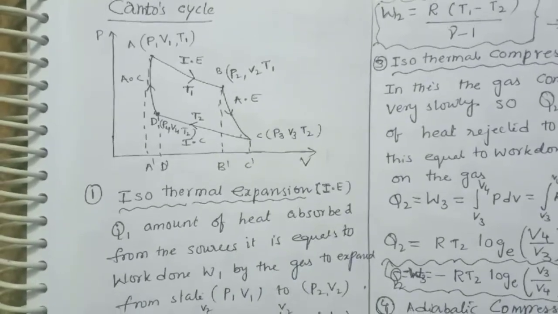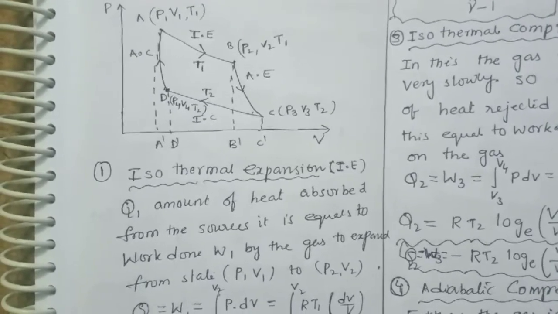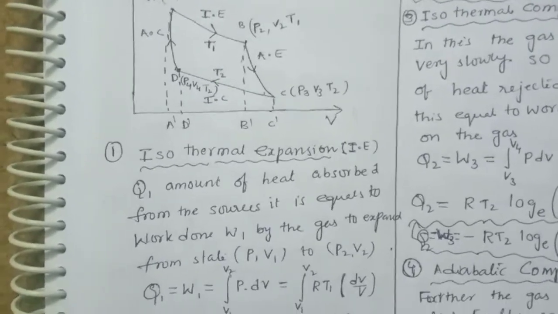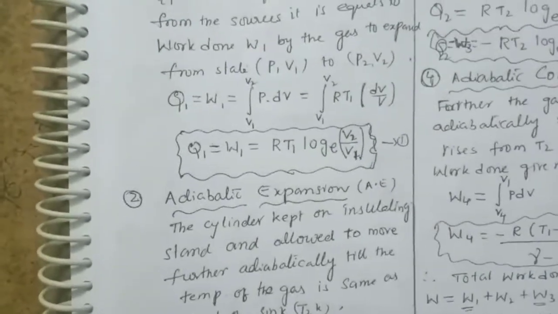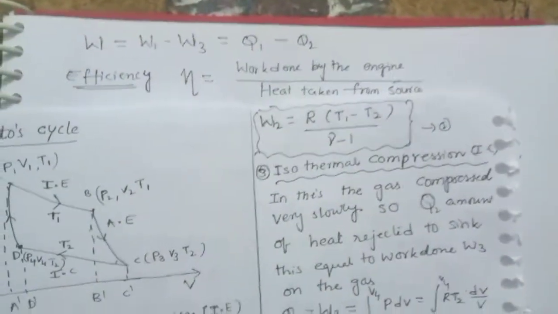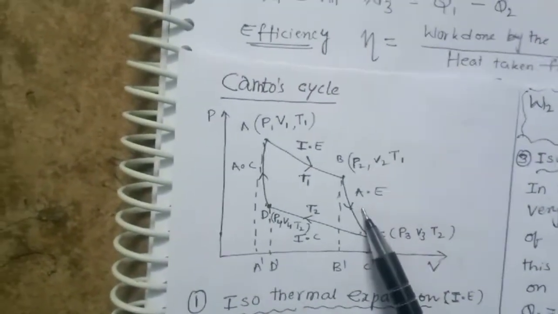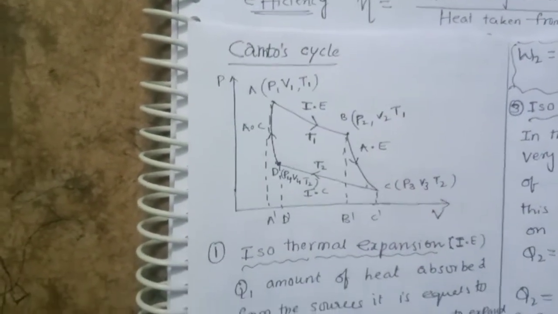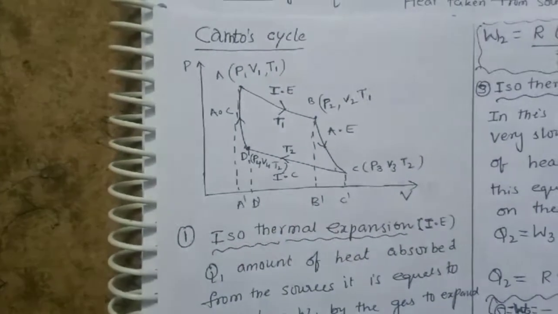This Carnot cycle undergoes four different processes: the first is isothermal expansion, the second is adiabatic expansion, the third is isothermal compression, and the fourth is adiabatic compression. Here, only by remembering this diagram we can easily write the theory and also derive the equations.